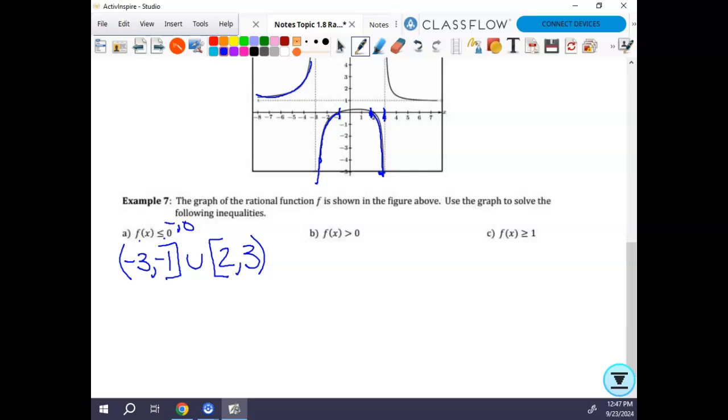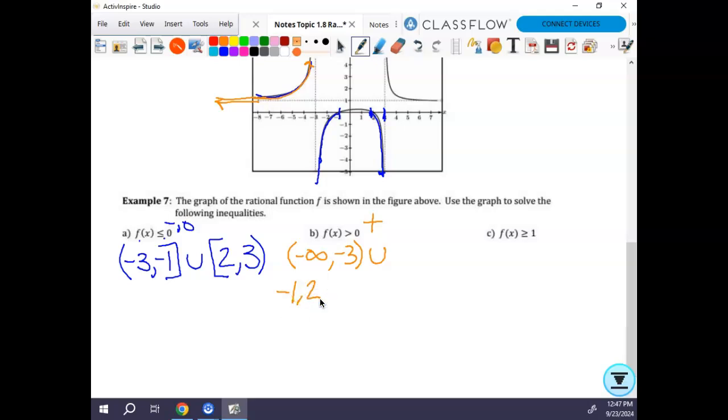All right. Let's look at B. F of x is greater than 0. That's when it's positive or above the x-axis. When does this function start being positive? Negative infinity. Very good. Way out here, the function's positive. So negative infinity. It remains positive until it gets to -3. And then I don't include -3 because it's an asymptote, right? -1 to 2. Not included.